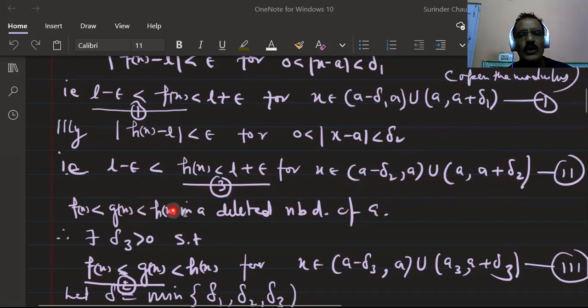And one thing is also given: we are given that f(x) is less than g(x) is less than h(x) in some deleted neighborhood of A. So let us say that in the delta 3 deleted neighborhood of A, this inequality holds true. That is why this is called the sandwich theorem, because we are discussing the limit of a function g(x) when the functions f(x) and h(x) are given to you.